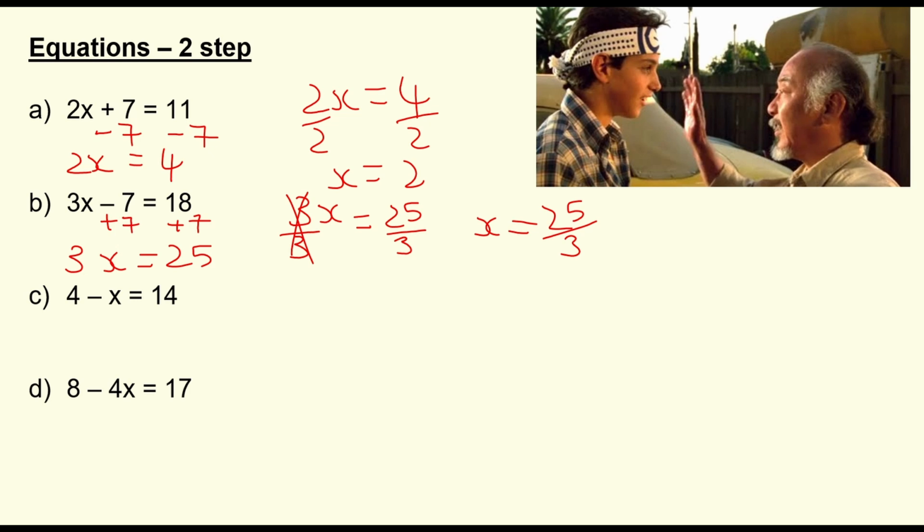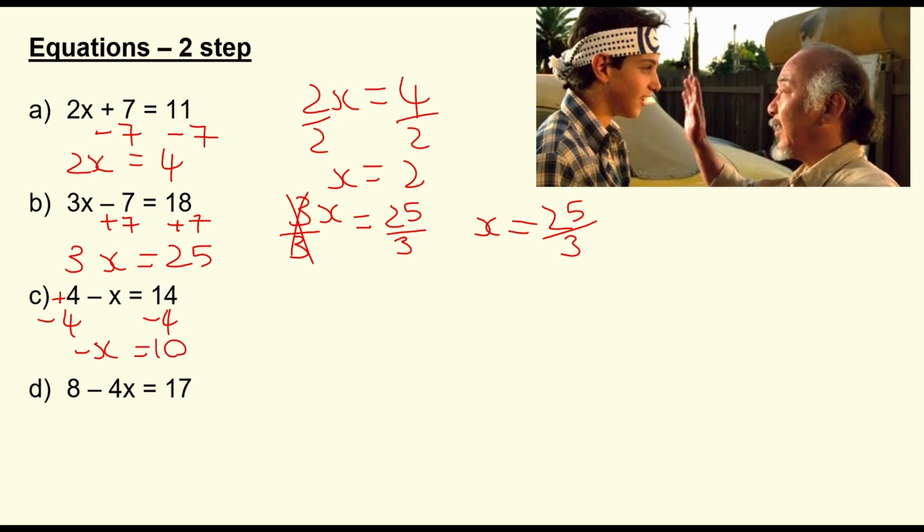Right, this one here doesn't seem like a two-step equation, and lots of people would tell me the answer to this is 10. You see 14, you see 4, difference between 14 and 4 is 10, there's a minus going on in there, that must be the answer. But it's not. And let's follow our steps. First of all, this is a plus 4, not a minus 4. The minus belongs to the x. So we minus 4 from both sides, that cancels that out. We've now got minus x equals 10.